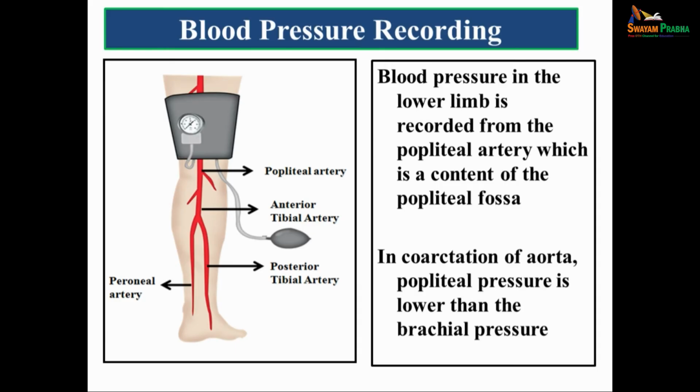Blood pressure is usually recorded in the upper limb. In some cases a lower limb blood pressure recording is also needed. Blood pressure in the lower limb is recorded from the popliteal artery, which is also a content of the popliteal fossa. In coarctation of aorta, the popliteal pressure is lower than the brachial pressure. So what is this coarctation of aorta?